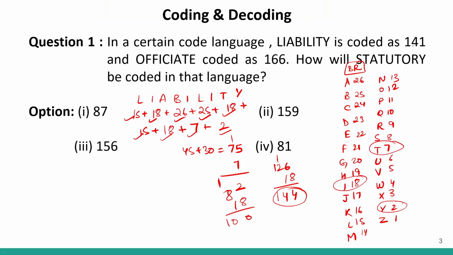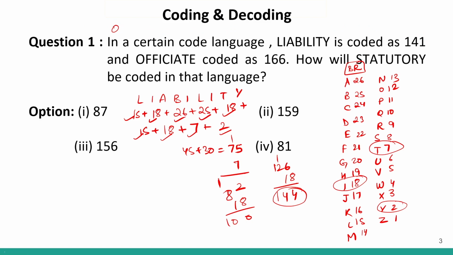Now if you look over here, 141 is very close to 144, right? So basically it is 144 minus 3. Correct? Sum of backward ranks minus 3. Correct? Sum of backward ranks minus 3. Let us check for officiate as well.